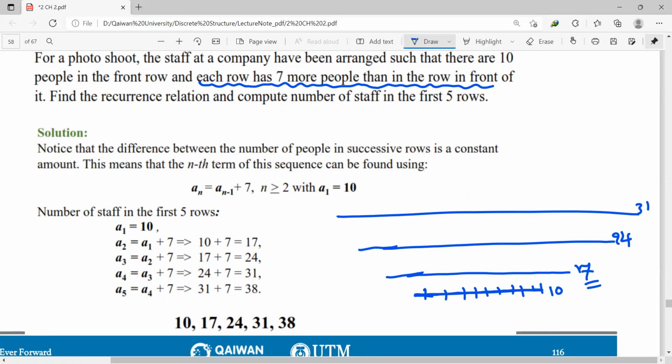It says, write down the recurrence relation. That means you should write down the formula. Look, each of these depends on this one. This depends on this one.